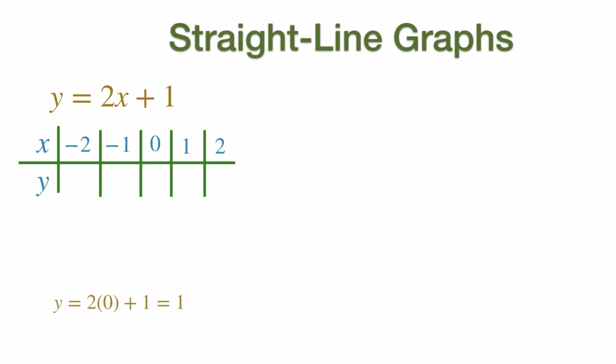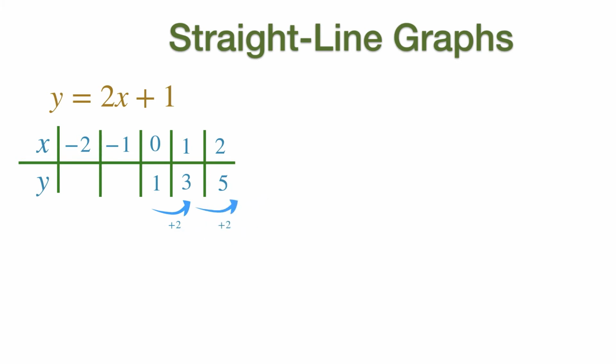For example, when x is 0, y is given by multiplying 2 with 0 and adding 1. Thus, this gives you y equals 1. Similarly, when x is 1, y is 3. When x is 2, y is 5. After working out a few values of y, you may be able to recognize the pattern in the y coordinates. For example, on this occasion, y values are increasing by 2.